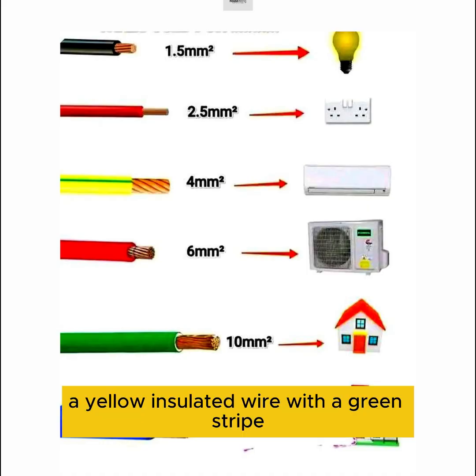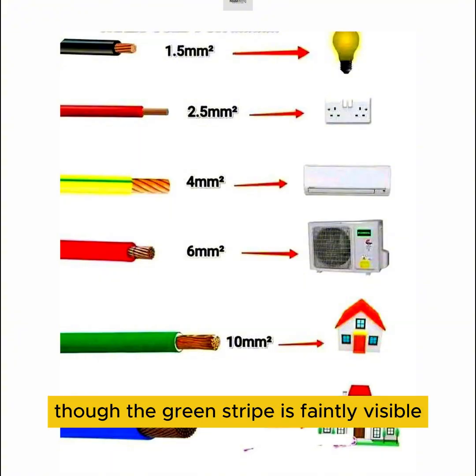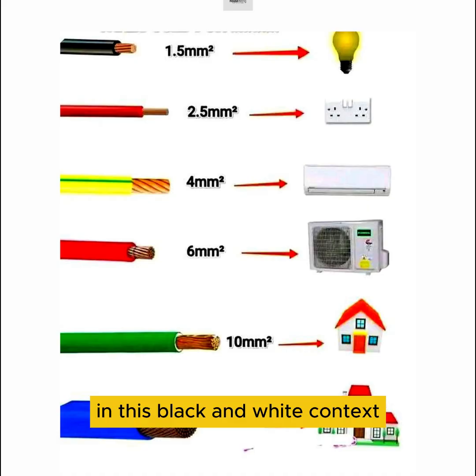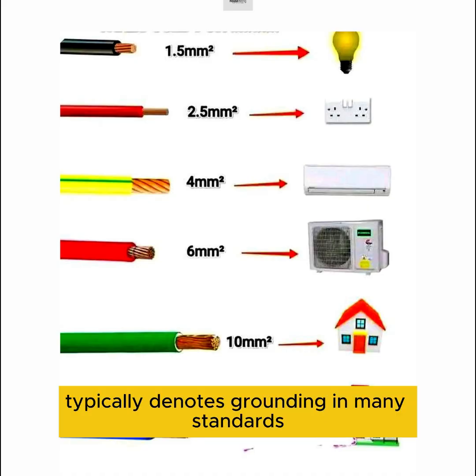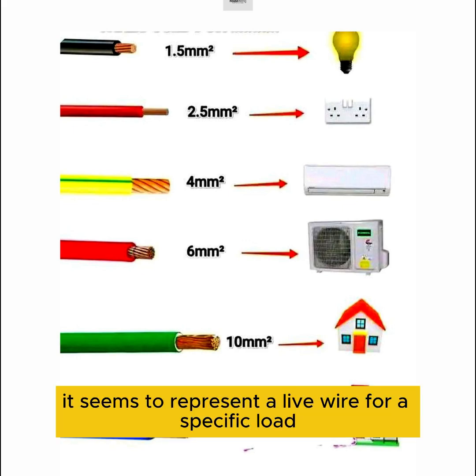Yellow-green stripe wire, 4 millimeter square. Appearance: a yellow insulated wire with a green stripe. Though the green stripe is faintly visible in this black and white context, the color combination typically denotes grounding in many standards, but here it seems to represent a live wire for a specific load.